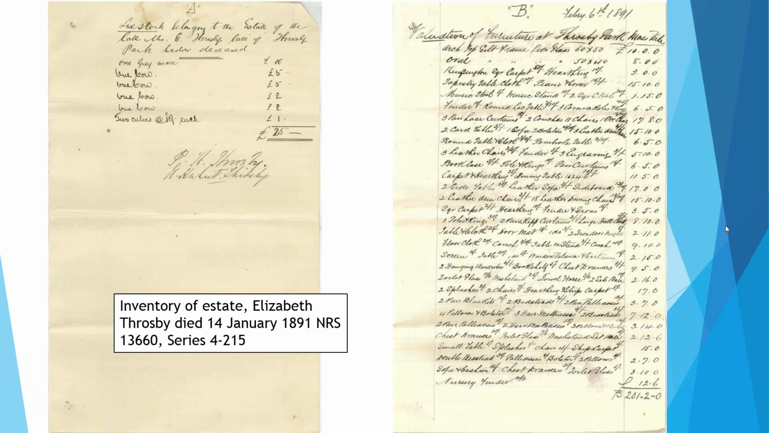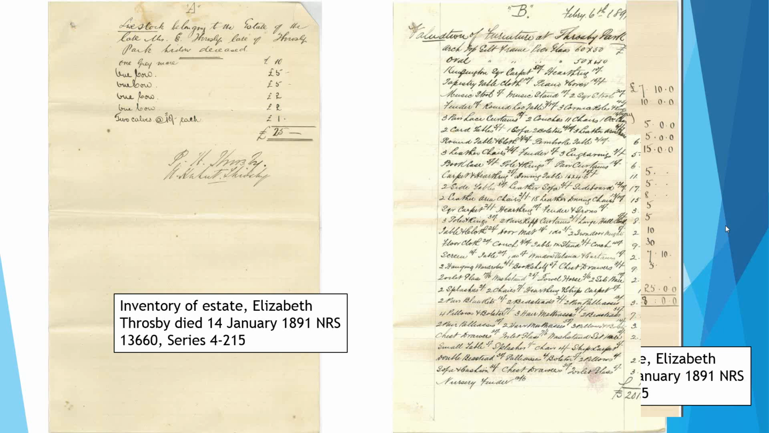And the next example, we pop back to Elizabeth Throsby again. So this time what we've got are documents which show the inventory of Elizabeth's estate. So this time we start with a list of all of her livestock. So in this case, she's got some cows and a horse and 2 calves and how much each of them are worth. And then on the right side there, we've got a valuation of all the furniture at the Throsby Park house. So her Paris lace curtains, her card tables, her hanging wardrobes, the blankets and the pillows and the bolster, etc., etc., etc.